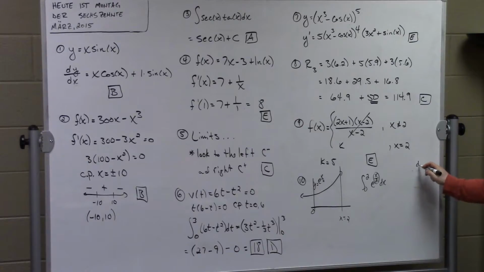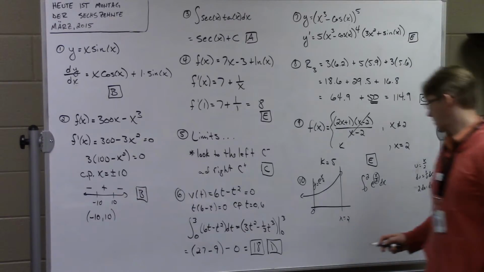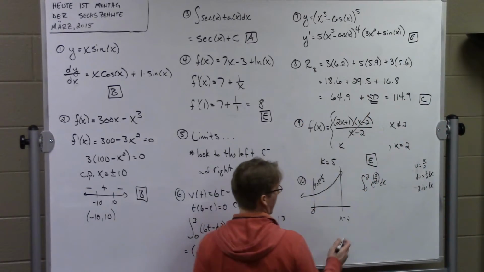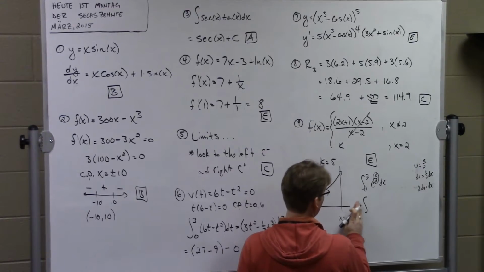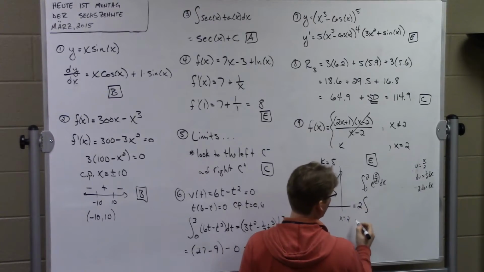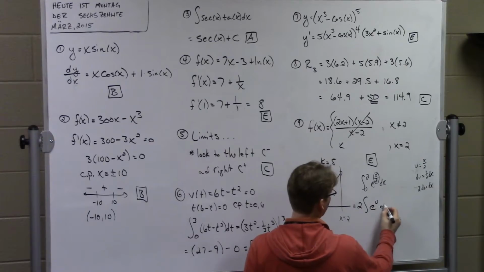U equals x over 2, or 1/2 x, so you get du equals 1/2 dx. So we're going to yank a 2 over: 2 du equals dx. So I would rewrite this one as 2 times the antiderivative of e to the u du.